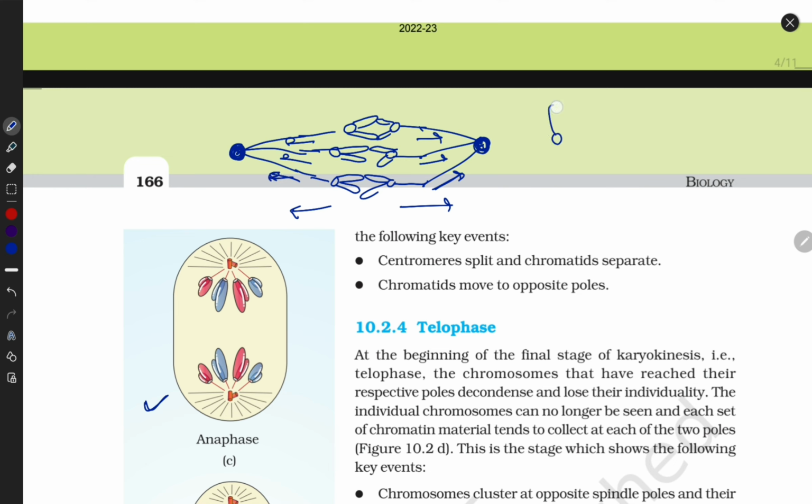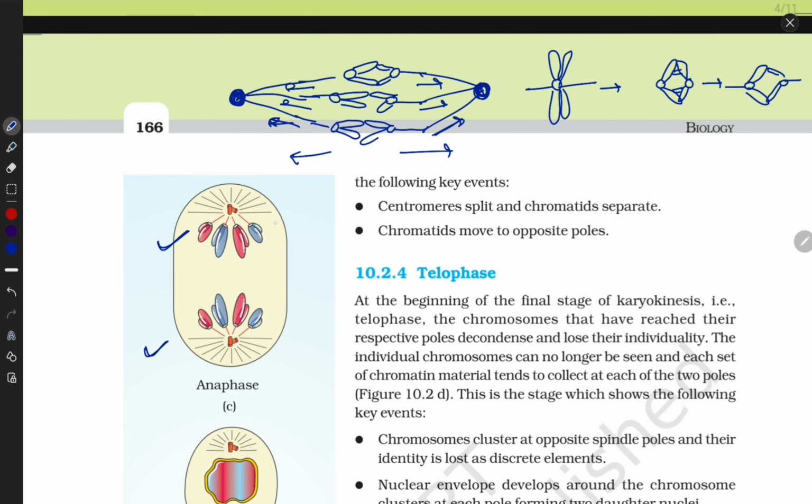Now this arrangement of chromosomes will break, and now finally they separate and go towards the different poles. You know, they are connected, so it is not easy to separate them, but spindle fiber pulls towards the pole and they separate. So centromeres split and chromatids separate. Chromatids move to the opposite pole. Look at here, they move to the opposite pole. This is the feature of anaphase.